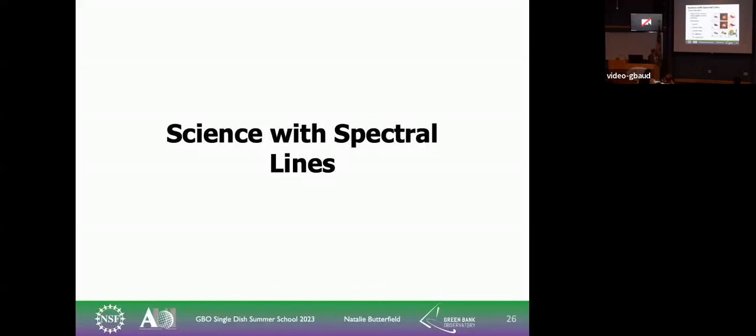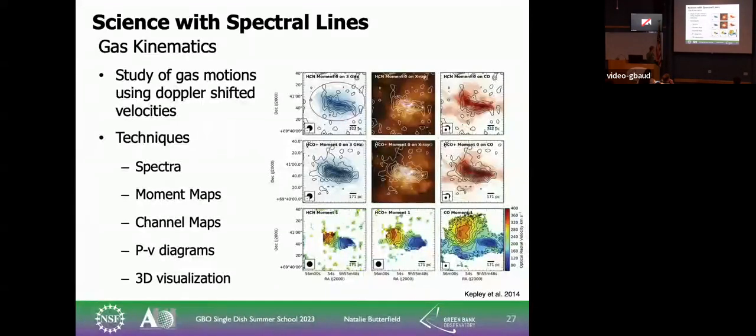So the first one that I'm going to discuss is gas kinematics. As we mentioned at the very start of my talk, you can get this Doppler shift of lines. Based on your source velocity, you get the Doppler shift of lines, and that can tell you the velocity or kinematics of your source. There are several different techniques you can use to investigate the kinematics of your source, and I'll be covering these over the next few slides.